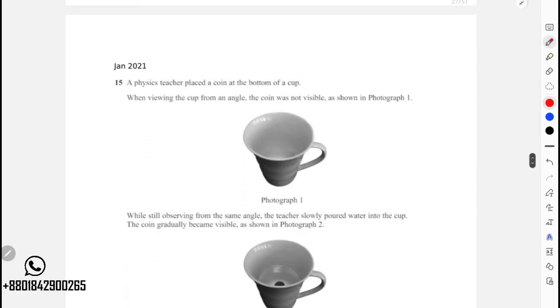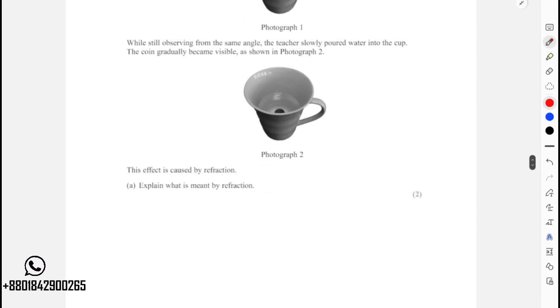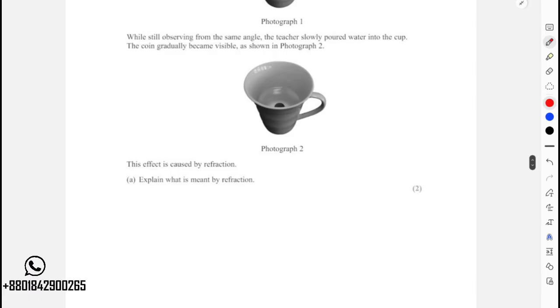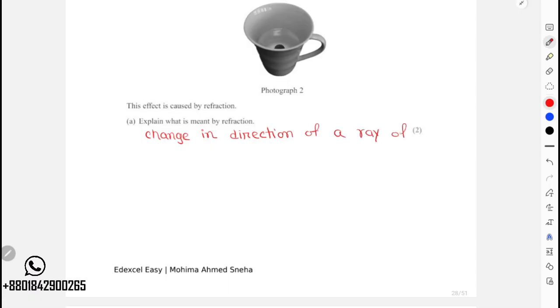Okay, after this is another question. This is, I think, about refraction, right? Explain what is meant by refraction. That is what? Change in direction of a ray due to change in speed, right? A change in speed, that is refraction. So we can write: change in direction of a ray of light due to change in speed.